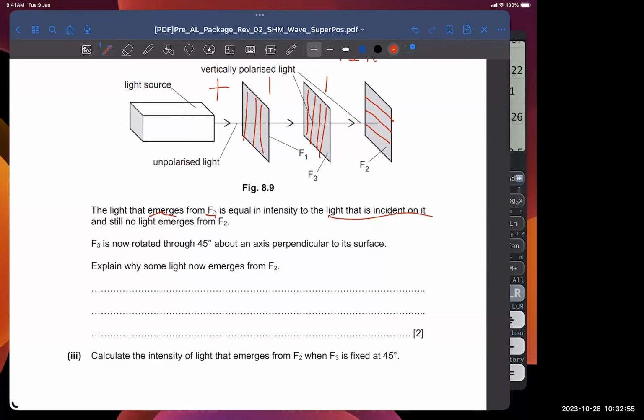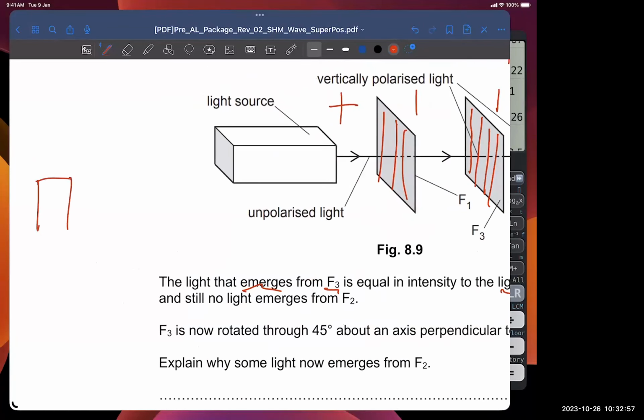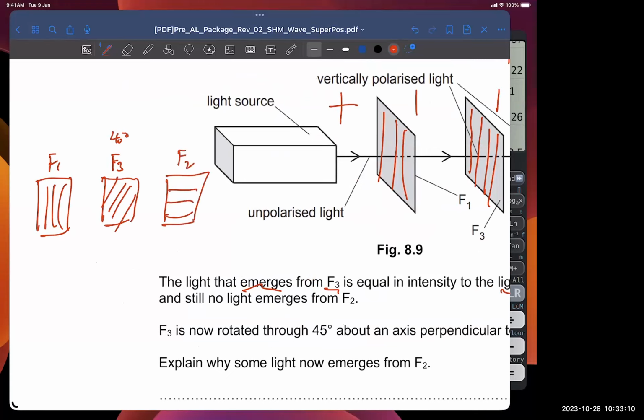All right. So then now F3 is rotated about 45 degrees from an axis to its surface. So now the setup becomes this. Your F1 is like that. This is F1. Your F3 goes like that now, F3 at 45 degrees. Then your F2 is still like that.